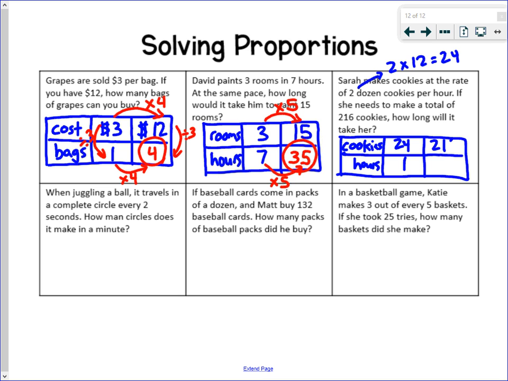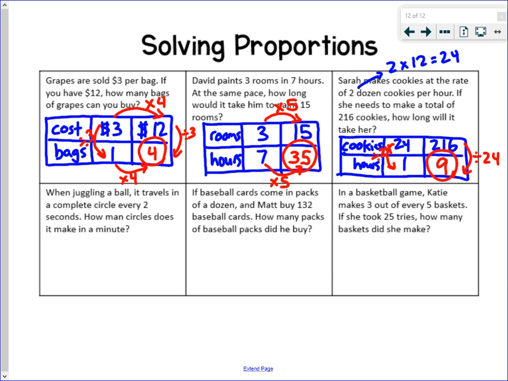They want to know how many in 216 cookies. So in this case, I would divide by 24. I would be going up and down. So 216 divided by 24. Let's see. That would be 24 times 10 is 240. So that would mean it'd be 9 hours. So make sure you divide that and make sure you can get 9 by dividing that.